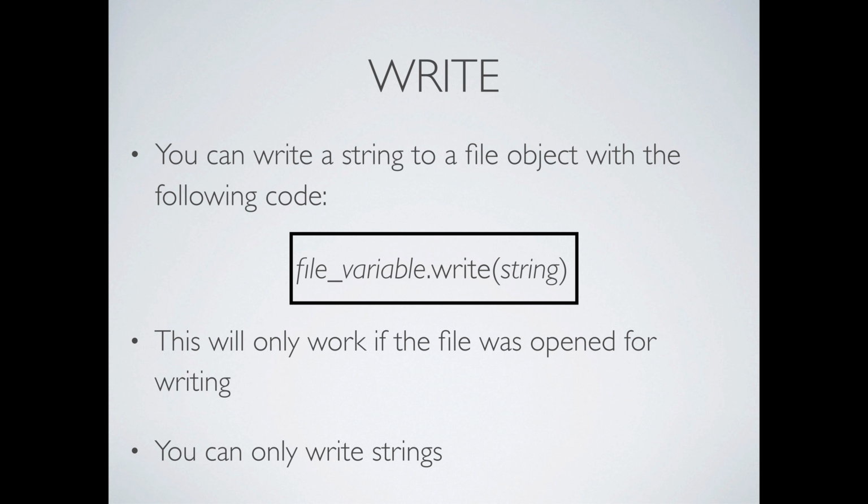Now, a couple of things to note about this. This is only going to work if the file was open for writing. Remember, when you use that open command, you give it either an R or a W. The write command will only work if you give it a W when you open it. The other thing to watch out for is that you can only write strings. Whatever you put in that argument has to be of type string. So if you have any numerical data you want to put into another file, you have to first convert that numerical data to a string.